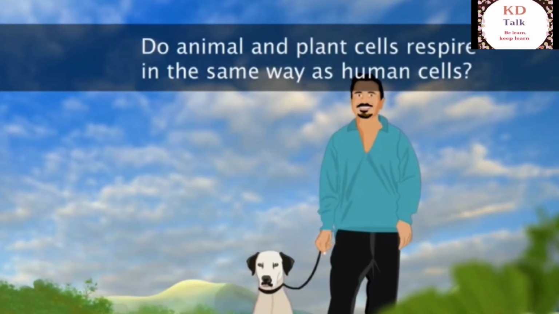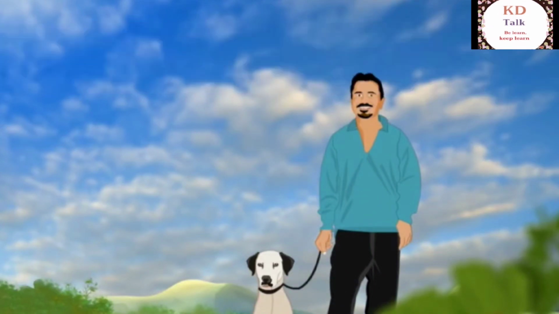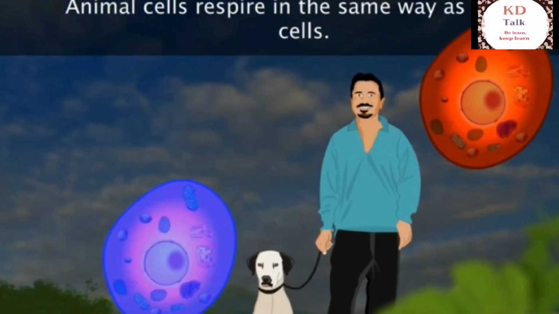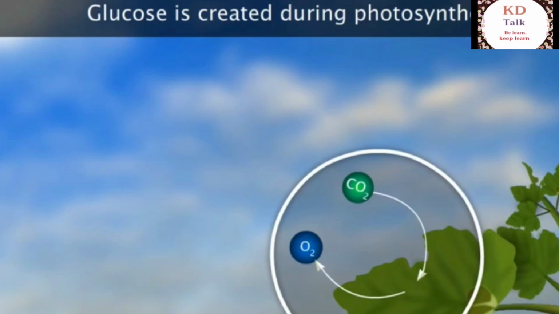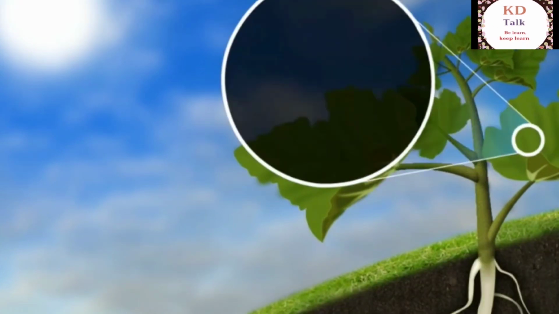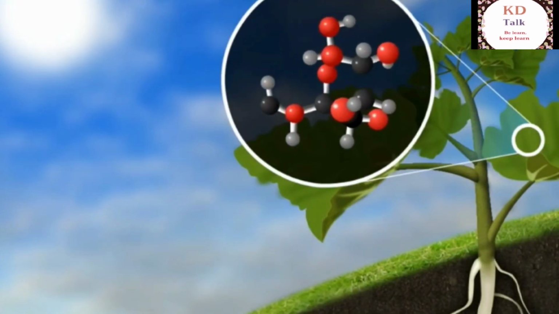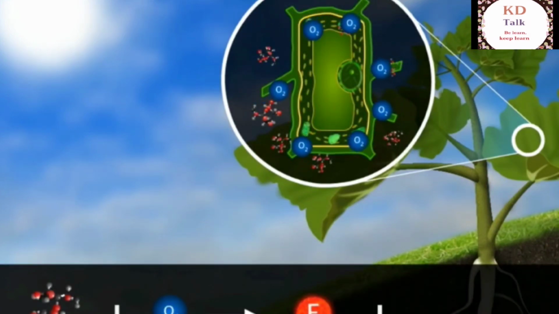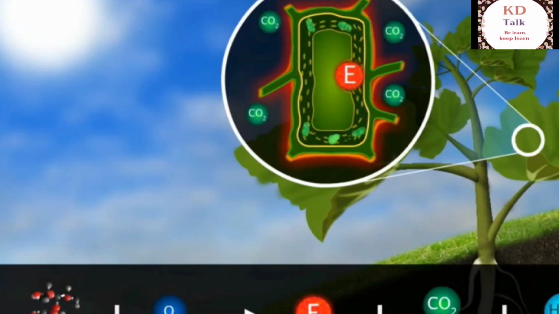And plant cells respire in the same way as human cells. Animal cells respire in the same way as human cells. In plants, glucose is created during a process called photosynthesis. And during cellular respiration, glucose is broken down to produce energy.